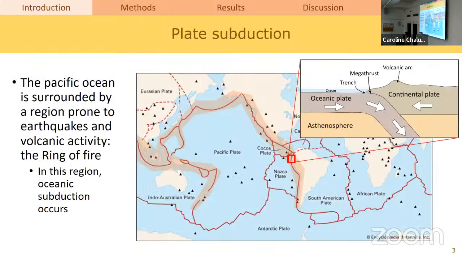So my thesis is on Ecuador. Ecuador is situated right here in South America. It's part of a region known as the Ring of Fire, a region around the Pacific Ocean that has enhanced seismic and volcanic activity. This is because this region is home to a process known as subduction, where one tectonic plate sinks under another. In the case of Ecuador, the Nazca plate sinks under the South American plate.